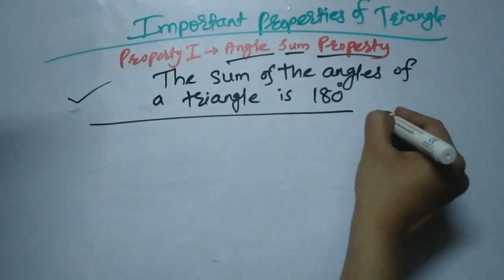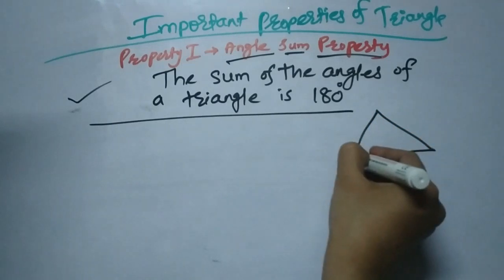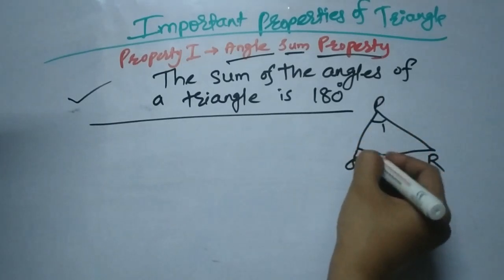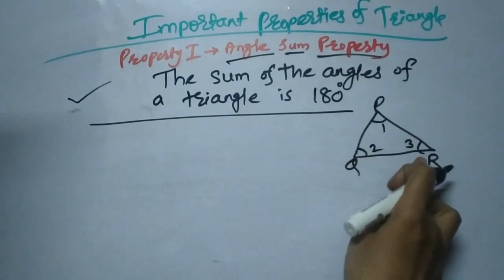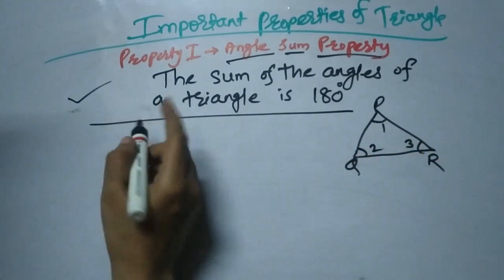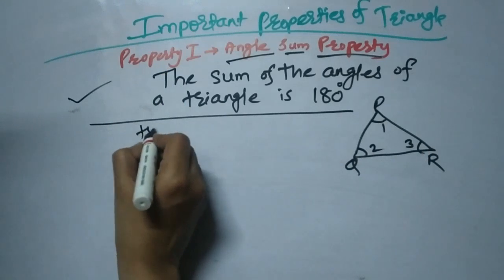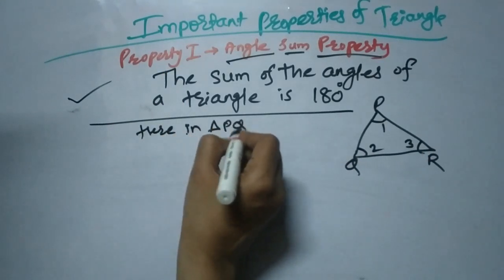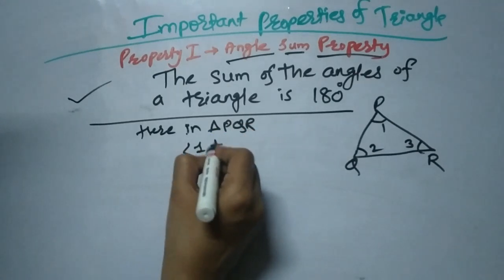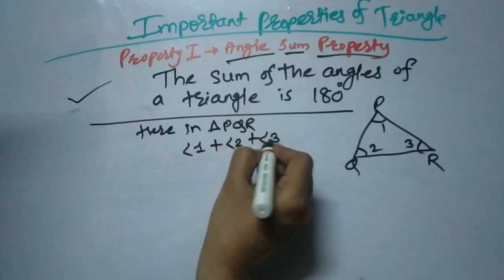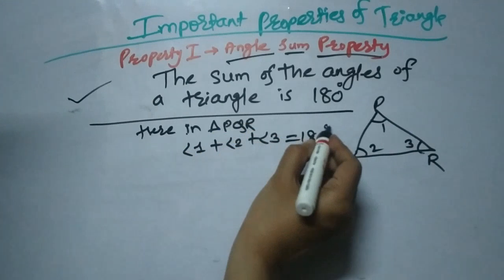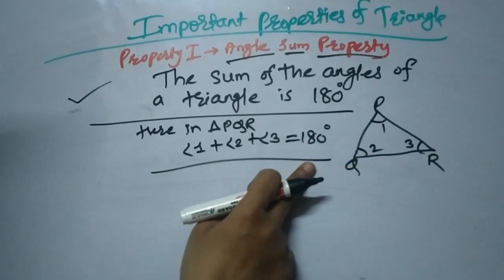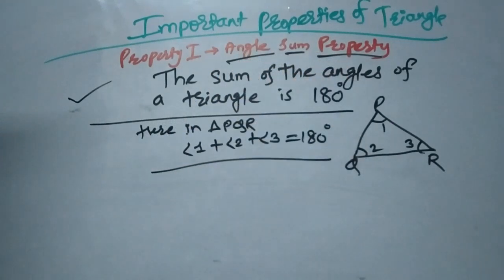For example, we have one triangle here, PQR, and this is angle 1, this is angle 2, and this is angle 3. As there are three angles, this property says that in this triangle PQR, angle 1 plus angle 2 plus angle 3 we are going to get as 180 degree. This should be the case. The sum of the three angles is 180 degree. This is called the angle sum property.